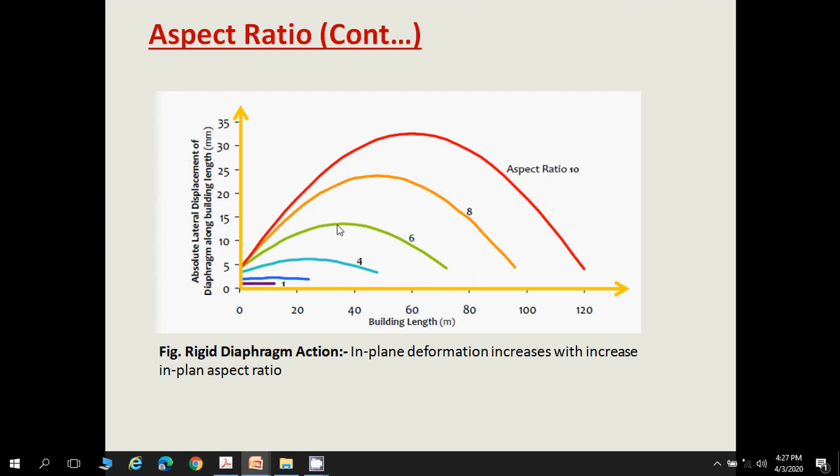Now another figure shows that when the aspect ratio of a building keeps increasing, the absolute lateral displacement of the diaphragm along the building length also keeps increasing. For that, the Gujarat State Disaster Management Authority considered 5-story buildings with different aspect ratios of 1, 2, 4, 6, 8 and 10, as you can see in this figure. They performed some experimental studies and found that if the aspect ratio of a building increases, then the absolute lateral displacement of the diaphragm along the building length also increases.